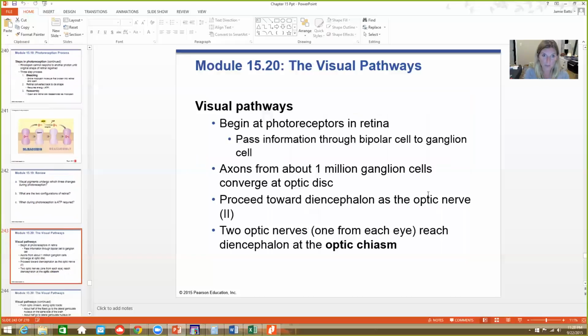So visual pathways begin at the photoreceptors, pass information to the bipolar cells, then to the ganglion cells. Axons from about 1 million ganglion cells converge at the optic disc and proceed toward the diencephalon as the optic nerve, cranial nerve 2. Then 2 optic nerves, 1 from each eye, reach the diencephalon at a point called the optic chiasma, or optic chiasm.